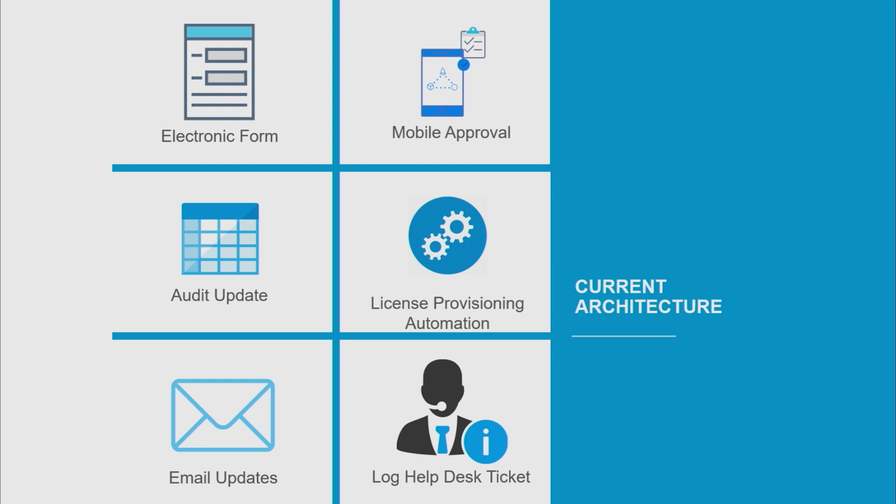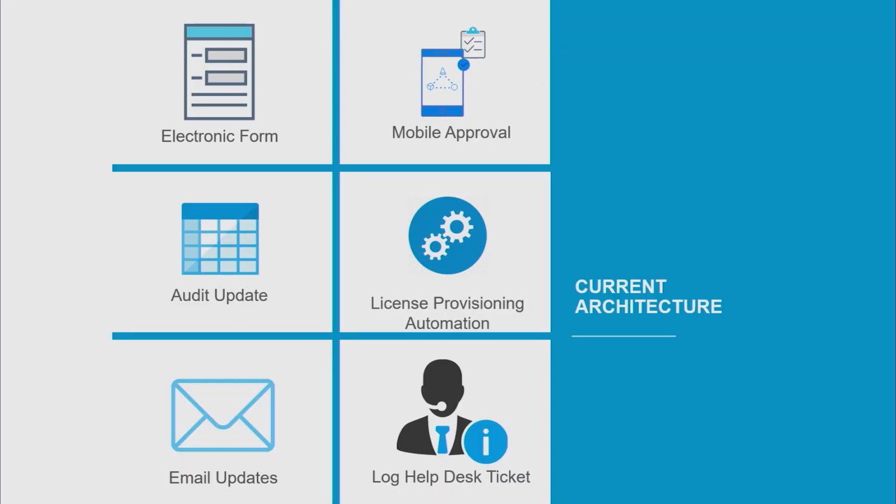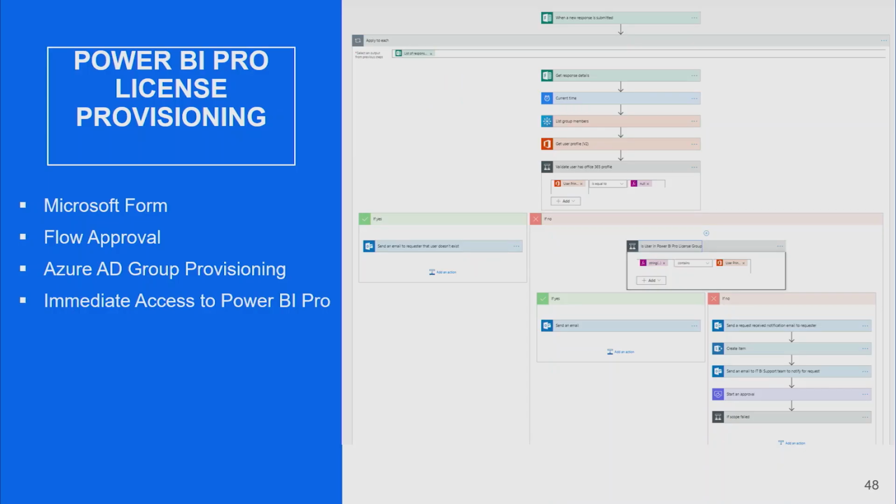And we can do this in part due to Azure Active Directory and actually using AD groups as part of our licensing. So basically someone gets put into that AD group, they automatically get a license assigned to them. We keep the requester up to date with email, and then naturally we can log a help desk ticket so that from an audit perspective, everything is captured. So here's the flow that supports this workload.